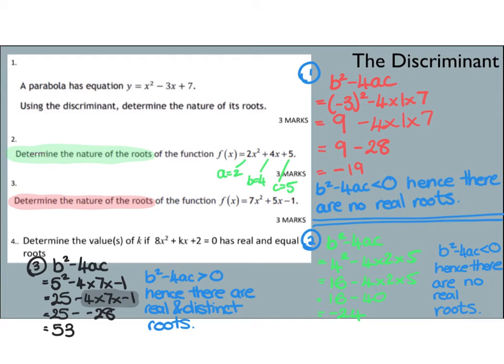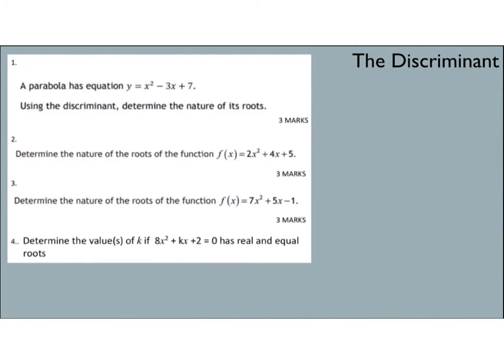Okay, so this last question is a little bit different because this time we're missing a number here. And it's saying determine the values that k could have. Now, the hint here is that there are real and equal roots. Now, we sometimes use that phrase. If something has got real and equal roots, that tells us that b squared minus 4ac is equal to 0.